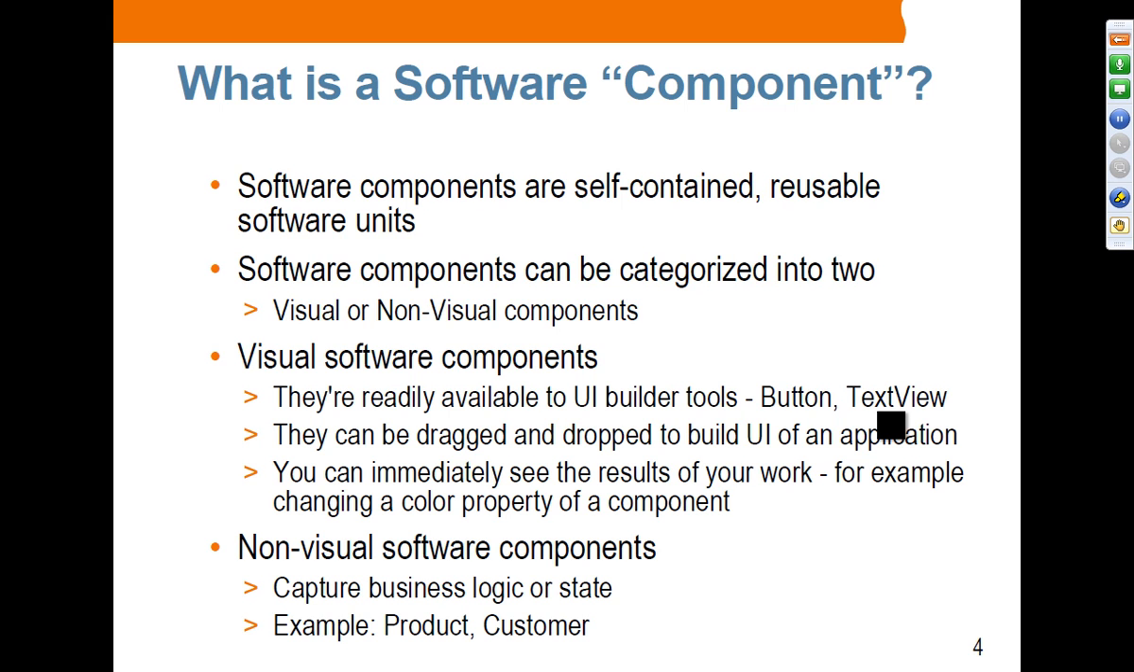These components could be dragged and dropped into the palette in this UI Builder tool to build the UI of your application, and you can see immediately the results of your work. For example, you can see the color, and you can change the color. Once you change the color property of that visual component, that should be reflected right away in your UI Builder tool. If you don't understand what I'm talking about here, that's perfectly fine. When we do the hands-on lab exercise, you will definitely understand what I mean.